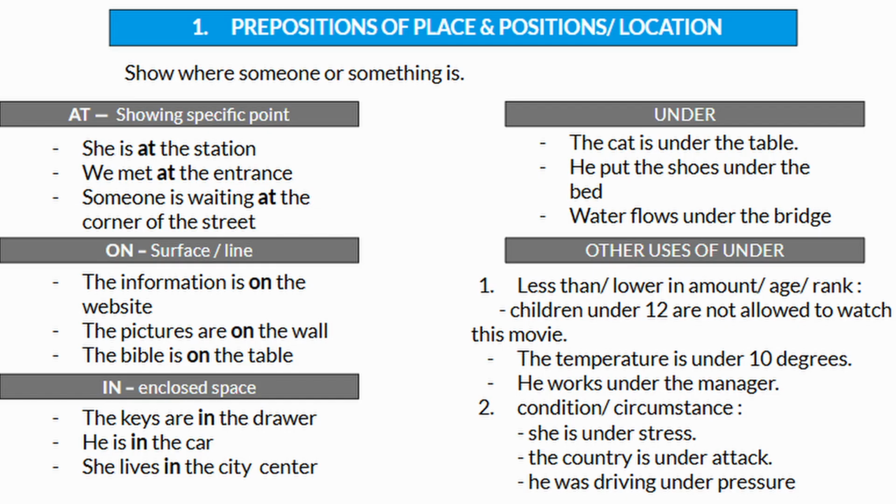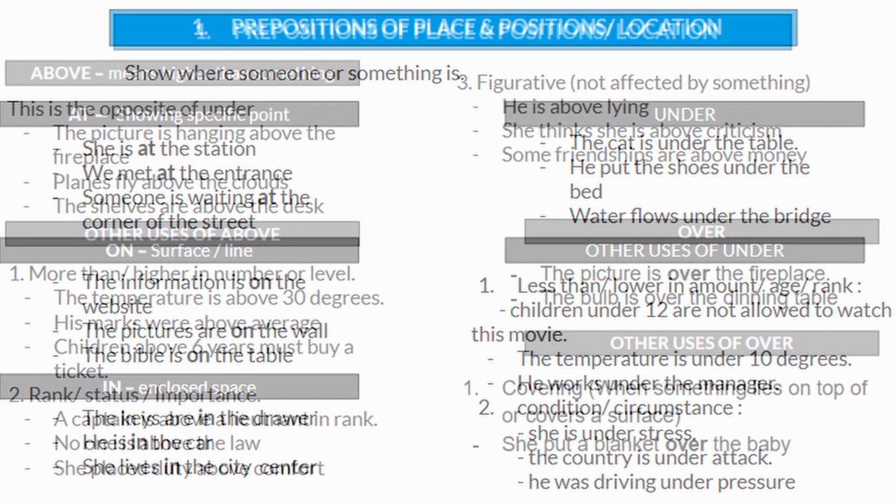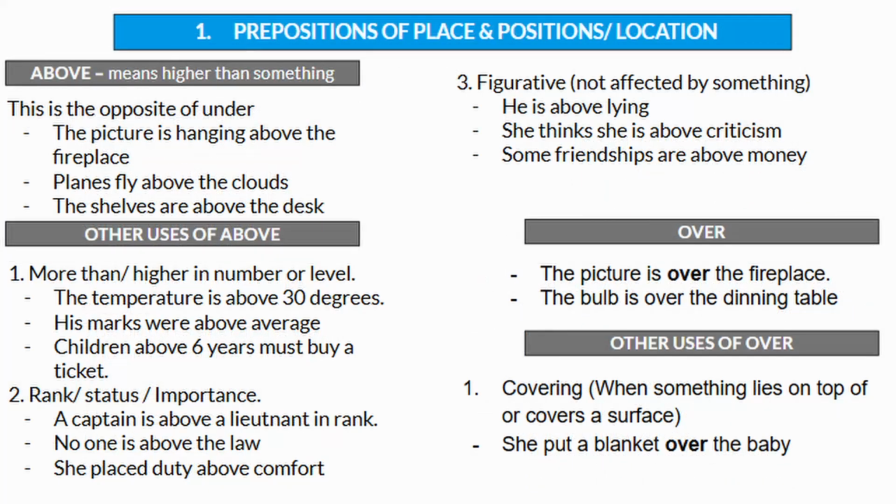Let's look at another preposition of place. We have above. Above means higher than something. And remember that above is the opposite of under. We have some examples here. The picture is hanging above the fireplace.